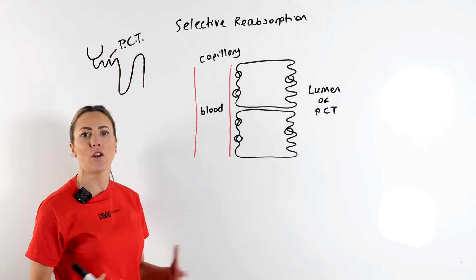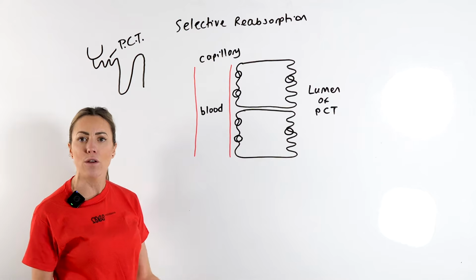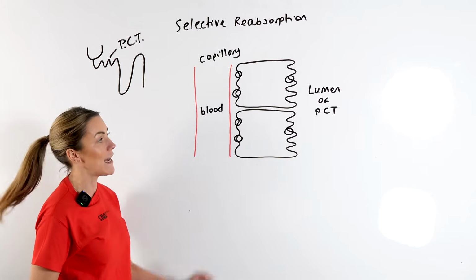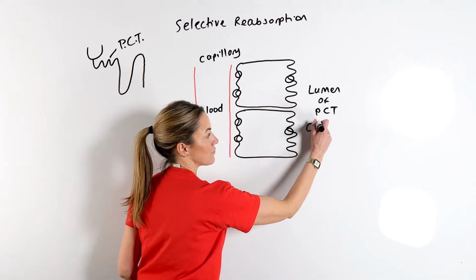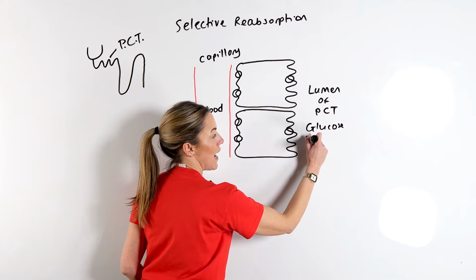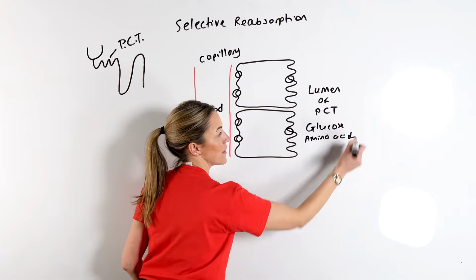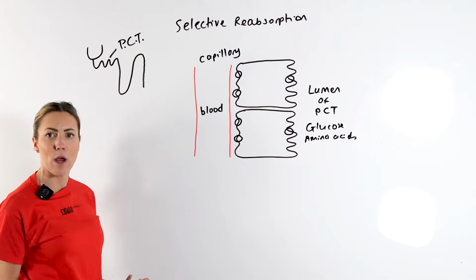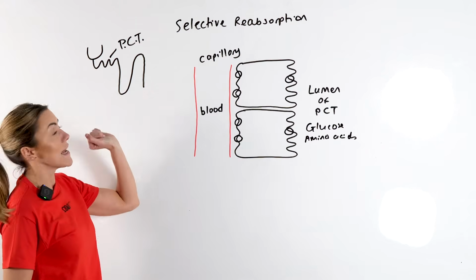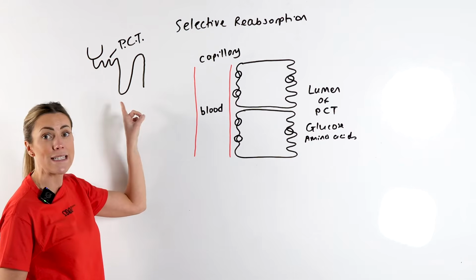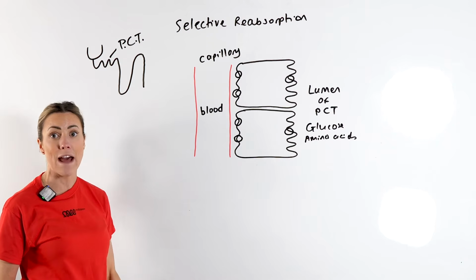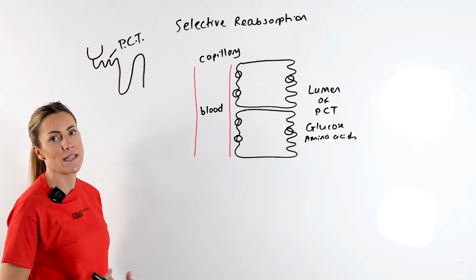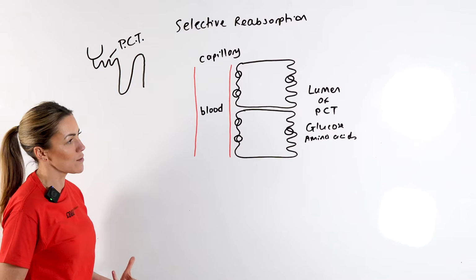Now, we don't want to lose things like glucose or amino acids in our urine. So what's going to happen here is we are going to reabsorb all of the glucose and all of the amino acids, because remember, they were filtered in the glomerulus and the Bowman's capsule. They were small enough. They entered the Bowman's capsule. They will be in the PCT now, but we don't want them to remain in the nephron. We want to reabsorb them back into our blood so we don't lose these things in our urine. So how does this work?